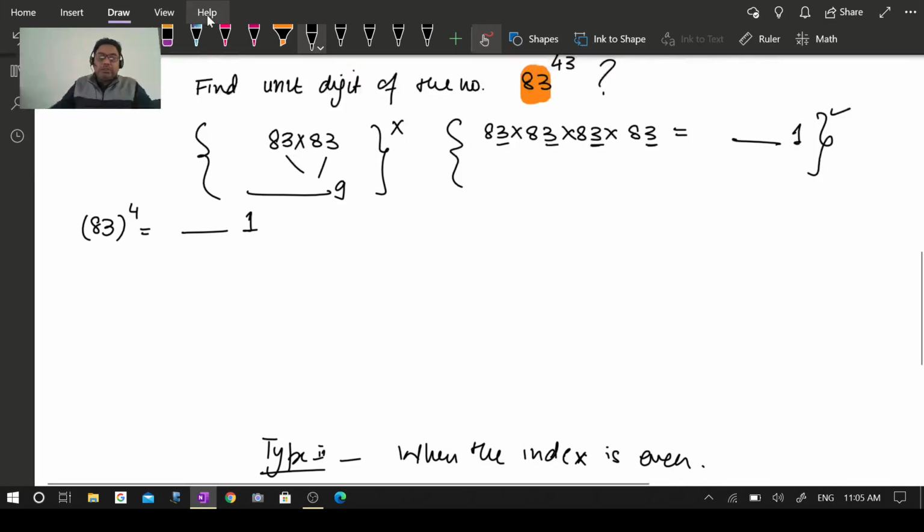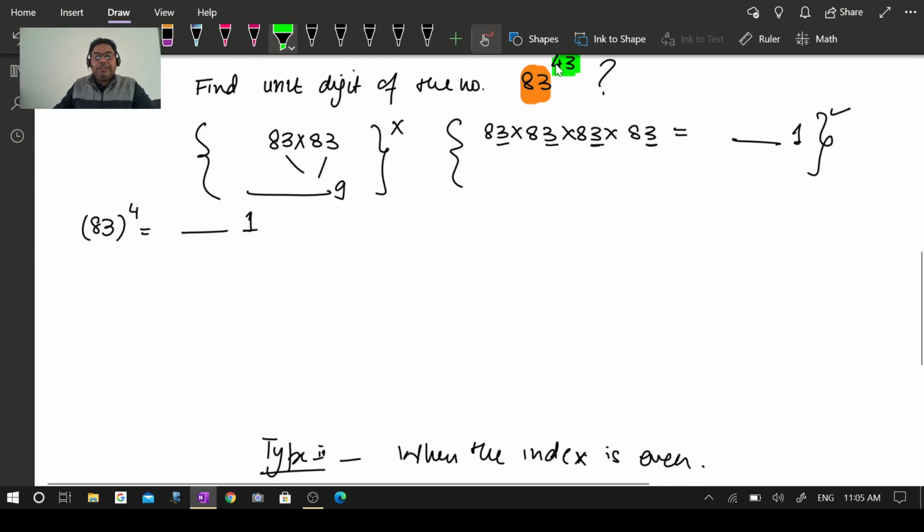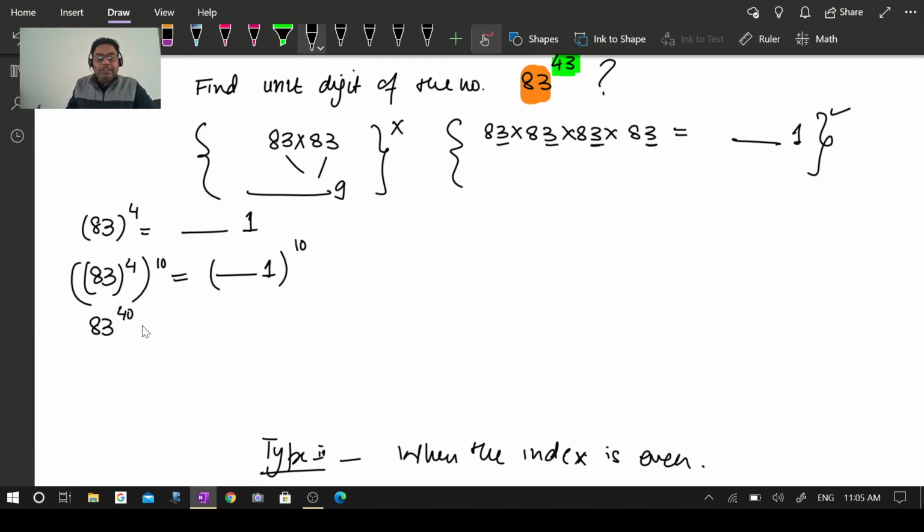Now the question says you have to check the unit place of 83 to the power 43. So I have to go towards 43. So don't you think I'll write 83 to the power 40 as 83 to the power 4 raised to the power 10, a number ending with 1 raised to the power 10, which subsequently would give me 83 to the power 40 is giving me 1 at the unit place.